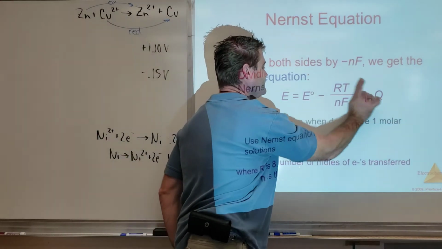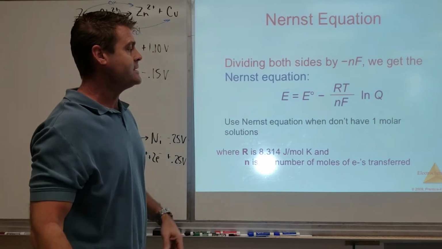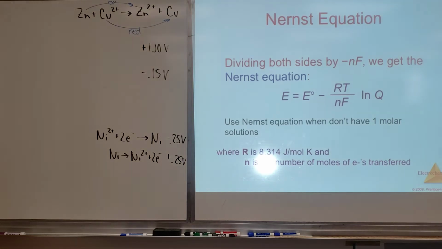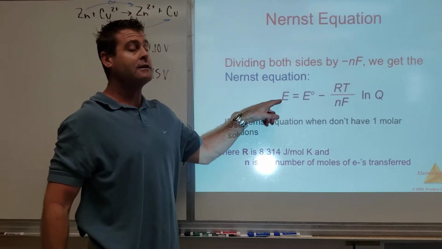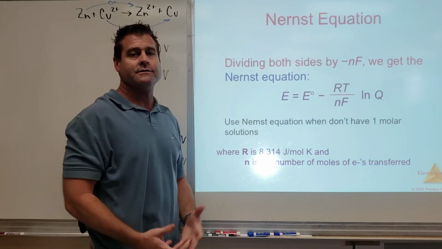This is in purple. So what this is doing is telling you when you would use the Nernst equation. This is also in your formula sheet on your Google Classroom. So what this will allow us to do is ultimately calculate the cell potential for a voltaic cell under non-standard conditions. That's what it is.